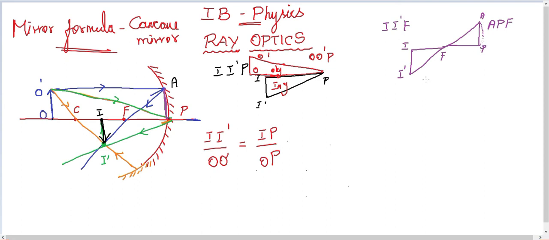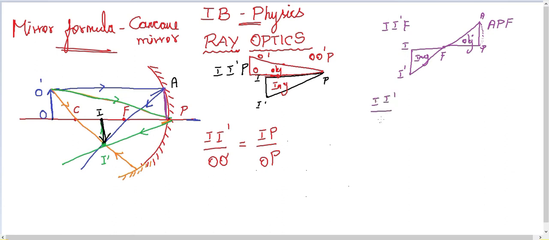So this is APF. What I told, this is the image triangle and this is the object triangle, right? So what I'm going to do here is take the image opposite side. What is the image opposite side? I dash.